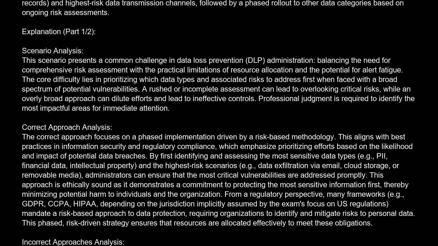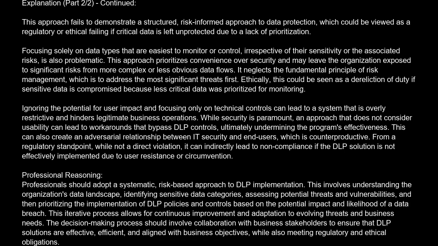Incorrect approach analysis. Implementing DLP controls for all data types simultaneously without a prior risk assessment is an inefficient and potentially ineffective strategy. It can lead to overwhelming the system with alerts, making it difficult to identify genuine threats and increasing the likelihood of alert fatigue among security personnel. This approach fails to demonstrate a structured, risk-informed approach to data protection, which could be viewed as a regulatory or ethical failing if critical data is left unprotected due to a lack of prioritization.